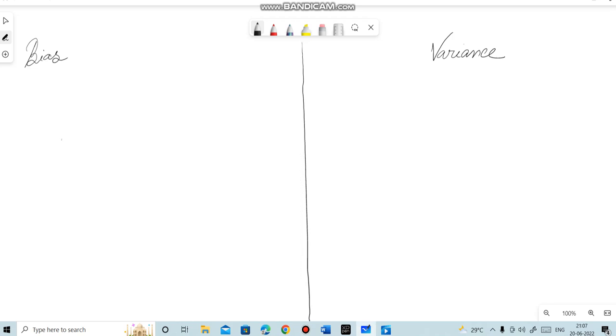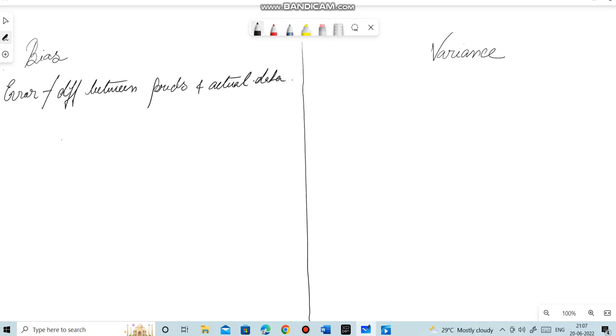What is a bias? A bias is nothing but an error or the average difference between the prediction and the actual terms, or difference between predicted and actual terms or actual points in data. Now, how does this look like in a machine learning scenario?